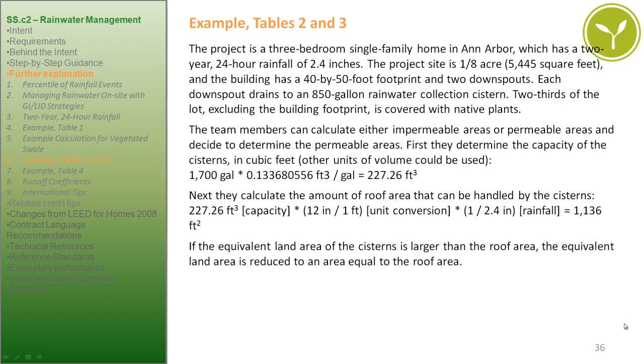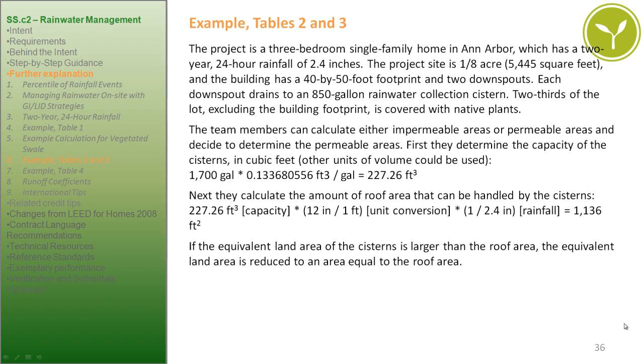The team members can calculate either impermeable areas or permeable areas, and decide to determine the permeable areas. First, they determine the capacity of the cisterns in cubic feet, though other units of volume could be used. 1,700 gallons multiplied by 0.13368055 cubic feet per gallon equals 227.26 cubic feet. Next, they calculate the amount of roof area that can be handled by the cisterns.